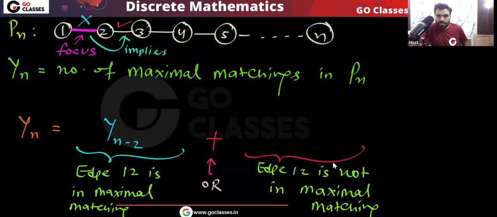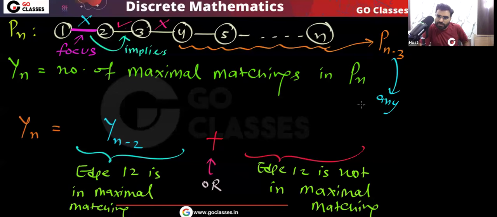Did you understand this difference? Let me know. So you can see how many maximal matchings are there which do not contain this edge 1, 2. Then definitely this edge 2, 3 you must take. If you take this edge 2, 3, then definitely this edge 3, 4 you cannot take. Now in this remaining graph you can create any maximal matching. This remaining graph is a path graph on n minus 3 vertices. What is the number of maximal matchings in Pn minus 3? That will be Yn minus 3.